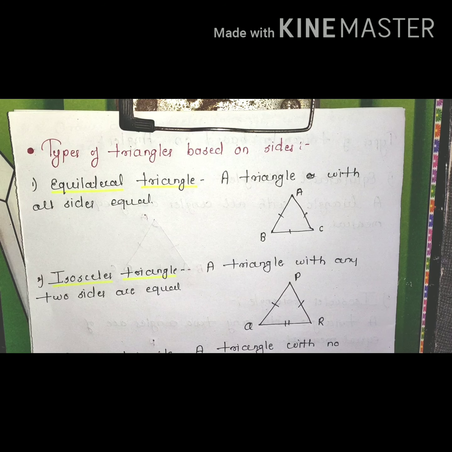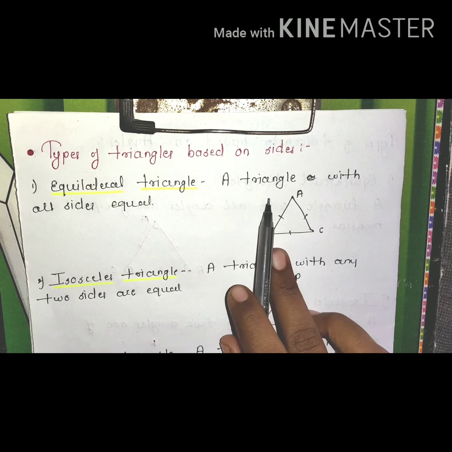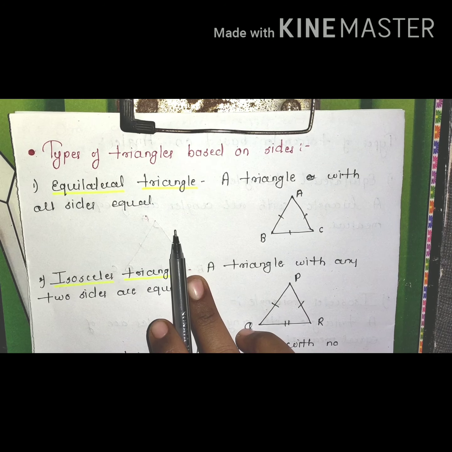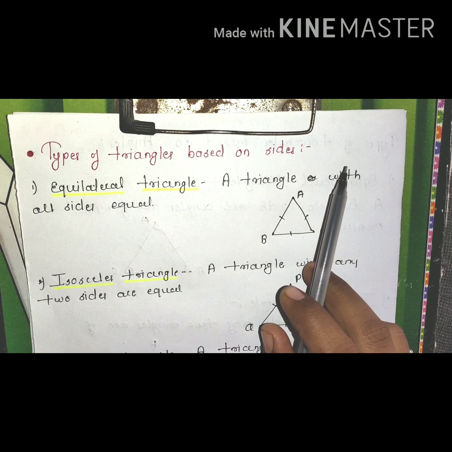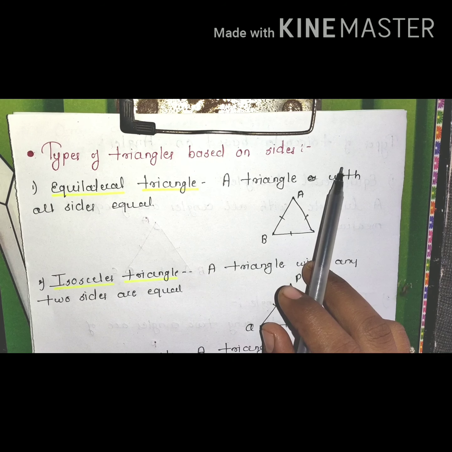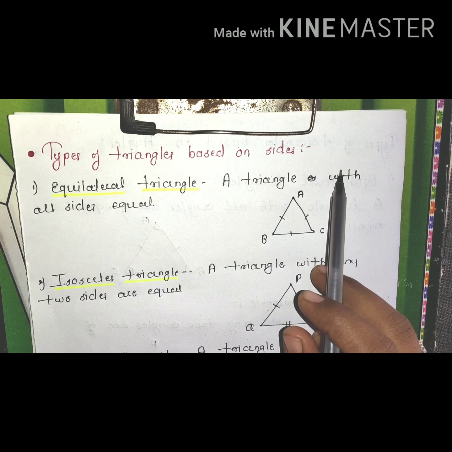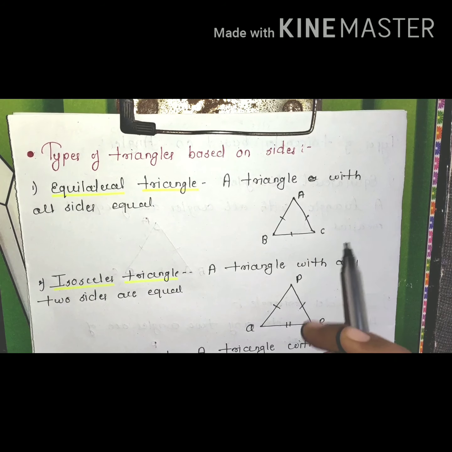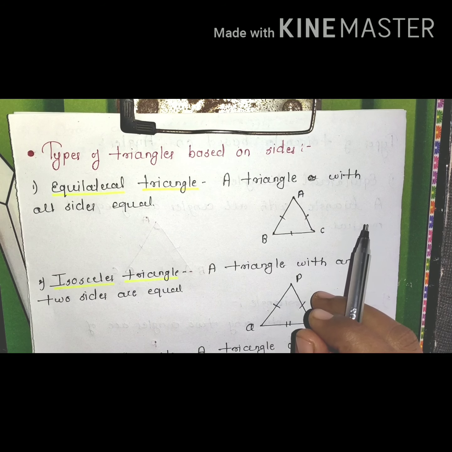Before continuing with the next example, we will revise types of triangles based on the sides. First one is equilateral triangle. What is meant by equilateral triangle? A triangle with all sides equal. A triangle in which all sides are equal is called an equilateral triangle. These are types of triangles we already learned in the 6th standard, but for the next questions we want those types, so that's why I am revising it again.